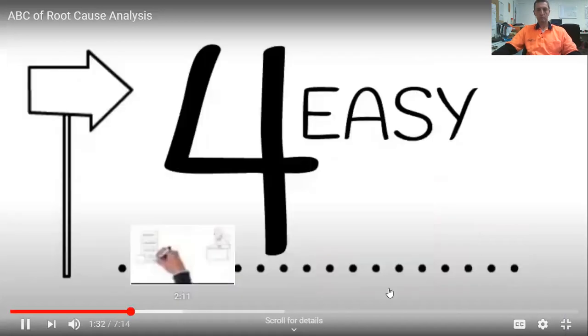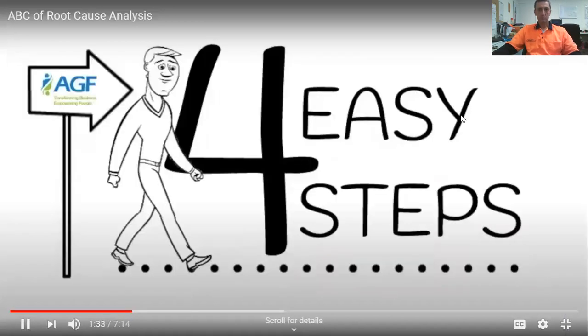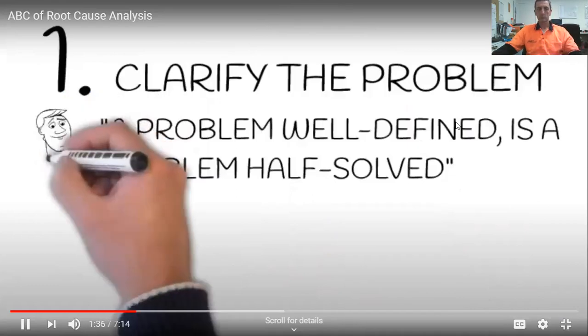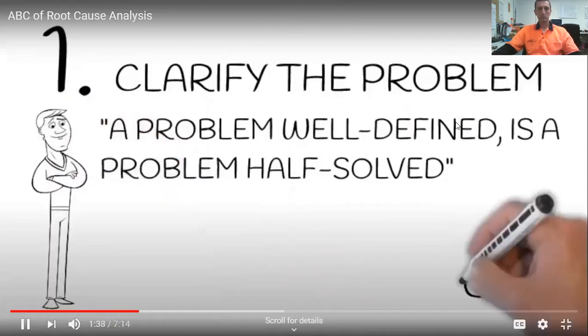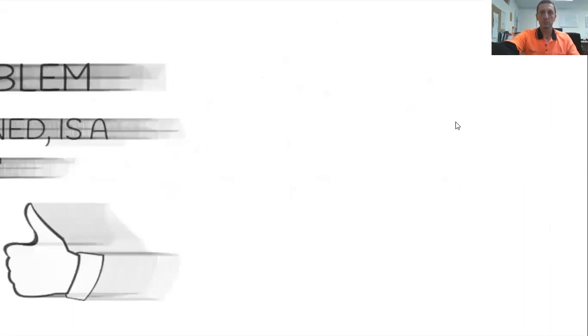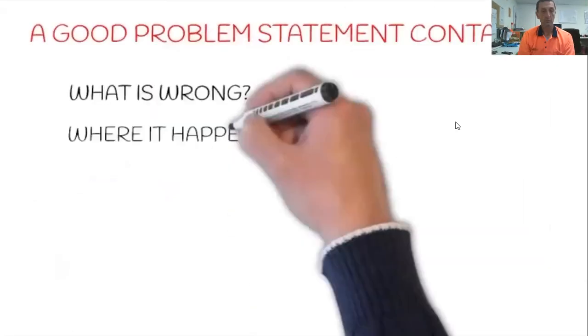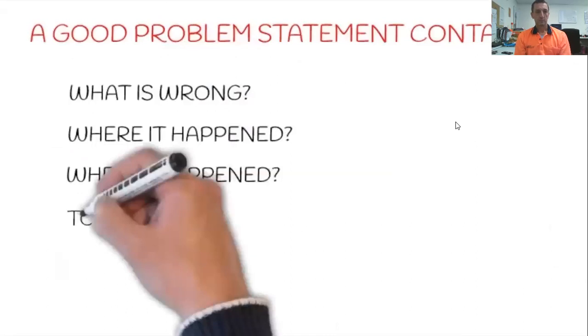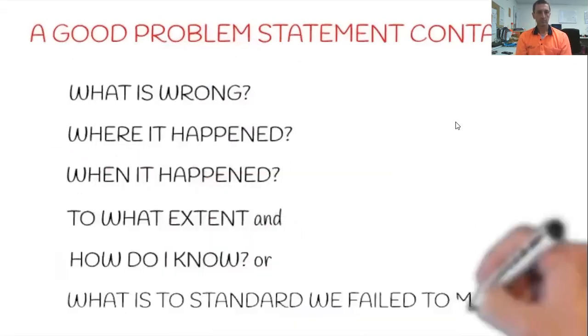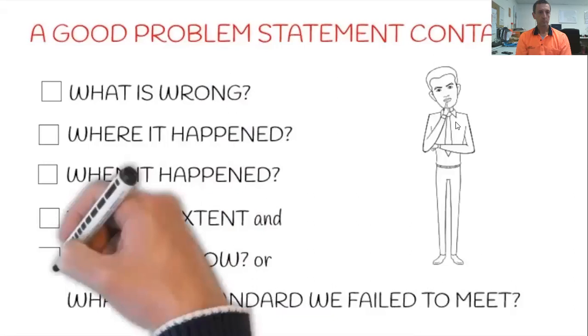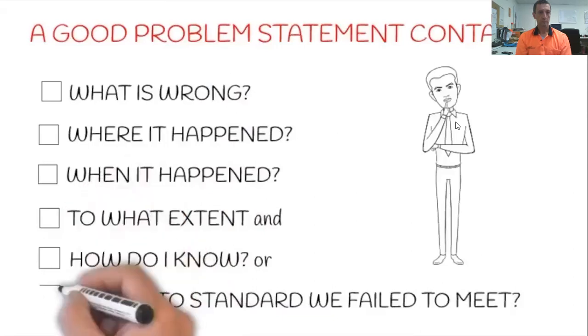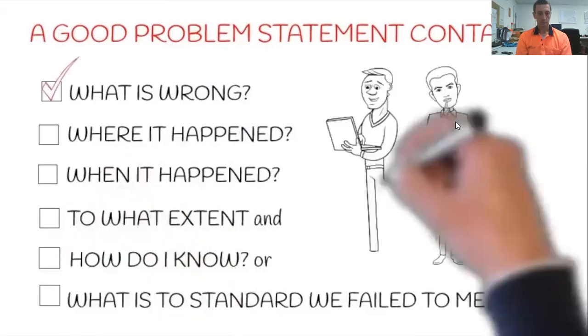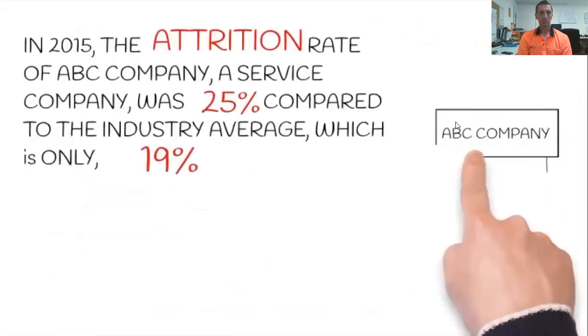Here are 4 easy steps in root cause analysis. Number 1, clarify the problem. A problem well defined is a problem half solved. Remember that a good problem statement contains what is wrong, where it happened, when it happened, to what extent, and how do I know, or what is the standard we failed to meet. Here is an example. In 2015, the attrition rate of ABC, a service company, was 25%, compared to the industry average, which is only 19%.